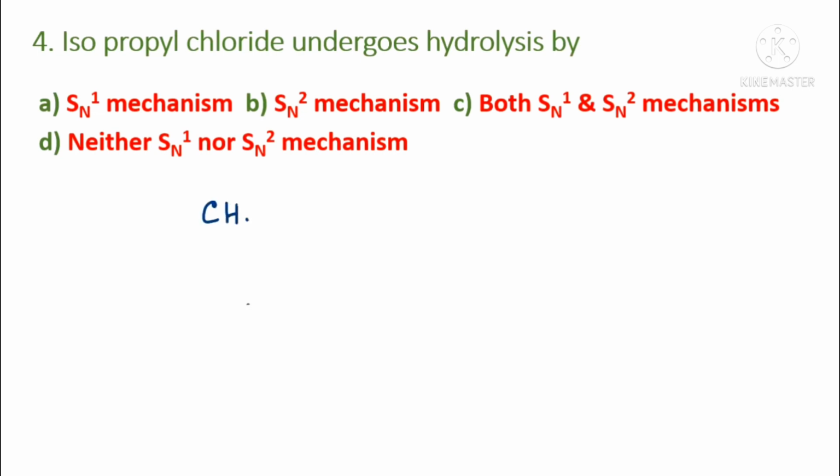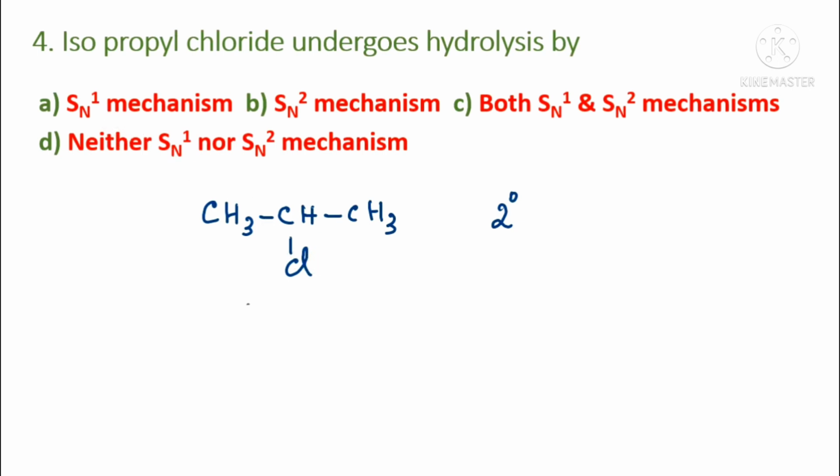CH3, CH, CH3, Cl. Okay, so obviously it is a secondary alkyl halide. Normally, if it is a secondary alkyl halide, there is a probability that it can undergo SN1 and SN2, but we are supposed to fix this now. So let us check the first one, that is the SN1 mechanism, whether it is possible or not.